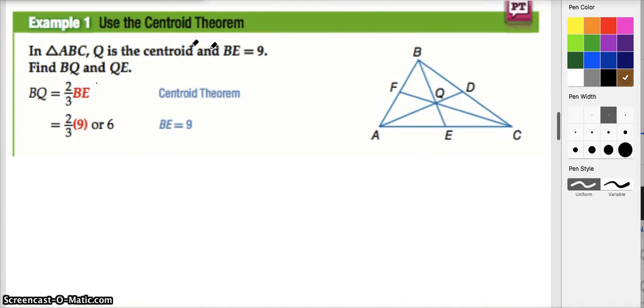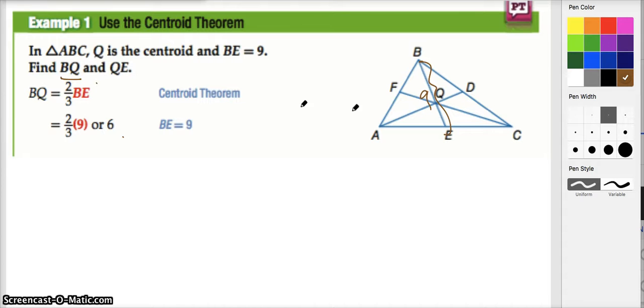So here, we're going to use the centroid theorem. We're told that in triangle ABC, Q is the centroid. So we know some information. We know that these are all split in half. These are all medians. And BE is 9. So we know that this is 9. We need to figure out what BQ is and QE is. And you can see BQ is going to be 2/3 of BE. Since BE is 9, 2/3 of BE is 6. And so that's BQ.